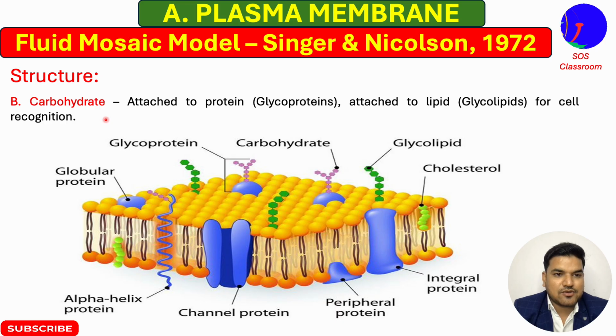Next are the carbohydrate molecules attached to the protein, which form the glycoprotein. You can see this is the glycoprotein, and carbohydrates attached to the lipid molecules form the glycolipid for cell recognition. Cell recognition helps to identify the similarities of the cells and to protect from foreign particles.